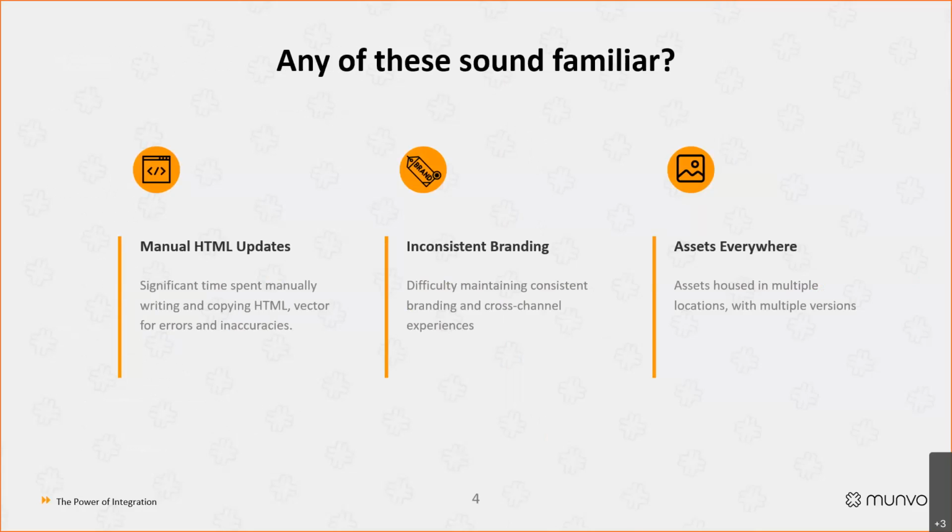So here are some issues that you may have encountered when using Adobe Campaign. Those include manual HTML updates. This is where each time you have a campaign, someone is manually copying over or manually developing HTML for those email campaigns. This can take significant time, and it is also a vector for errors and inaccuracies. In addition, with this copying and rebuilding every time, you could run into issues with inconsistent branding. There's a danger to your brand if there are inconsistencies between campaigns, and it's difficult to avoid if you don't have the right tools.